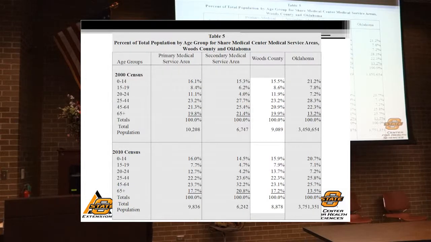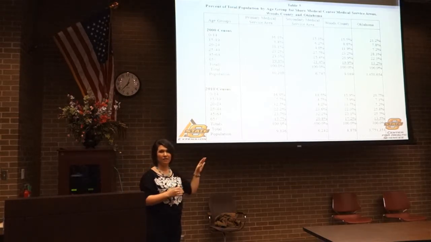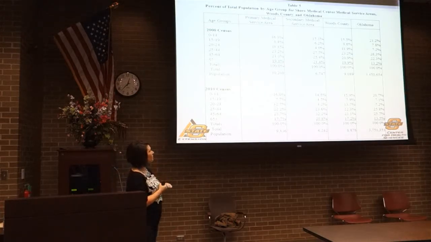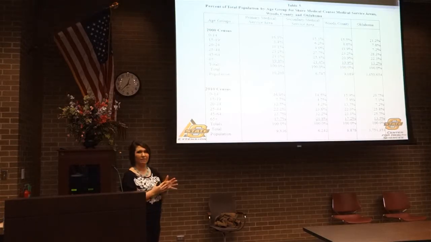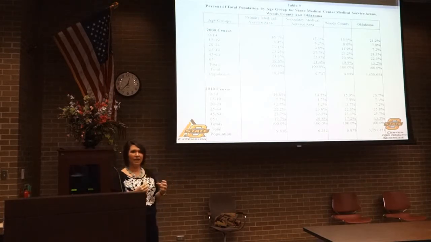So in the primary service area, that orange shaded zip code area, the over 65 population accounted for 19.8% in 2000. That's decreased to 17.7%. But it's still larger than the state rate of 13.5%. And again, if we look at that 45 to 64 age range, 21.3% in 2000 up to 23.7% in 2010. And also the state has also seen an increase of those folks that are getting really close to 65.